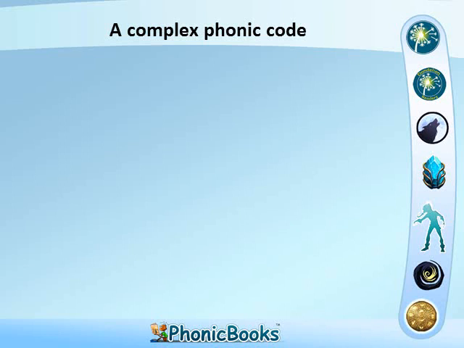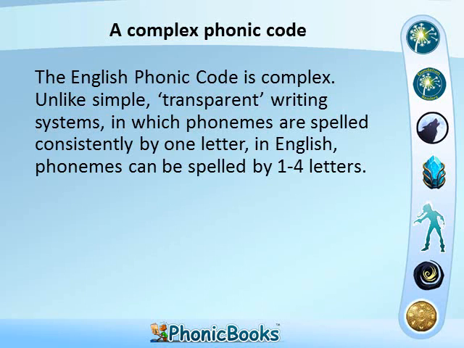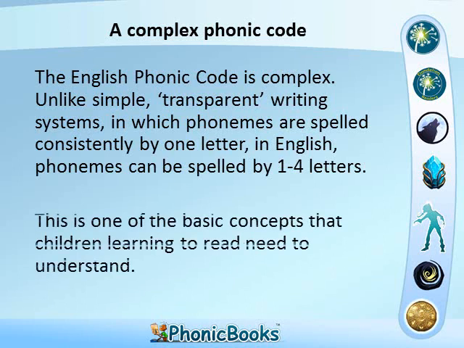A complex phonic code. The English phonic code is complex. Unlike simple, transparent writing systems, in which phonemes are spelled consistently by one letter, in English, phonemes can be spelled by 1 to 4 letters. This is one of the basic concepts that children learning to read need to understand.